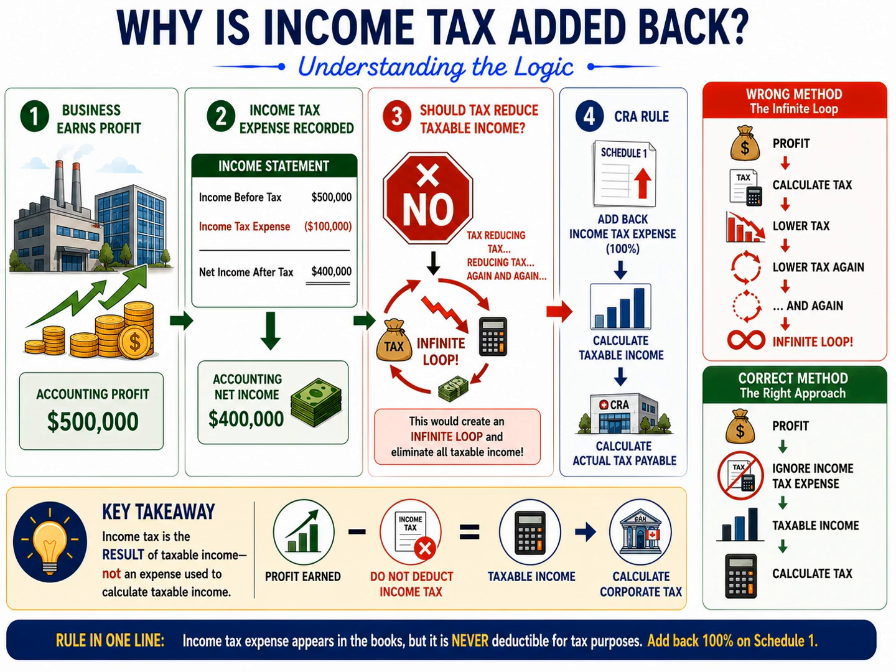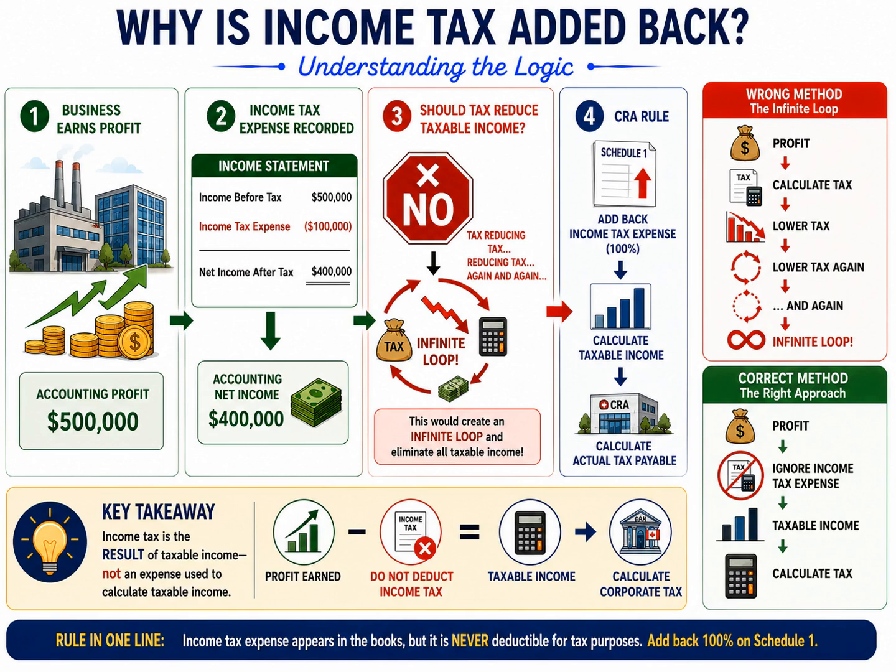A helpful way to remember this concept is that income tax is the result of taxable income, not an expense used to calculate taxable income. Think of it as a two-step process. First, determine the corporation's taxable income. Second, calculate the income tax payable based on that taxable income. Never reverse the order. Once you understand this logic, the Schedule 1 adjustment becomes very easy to remember.